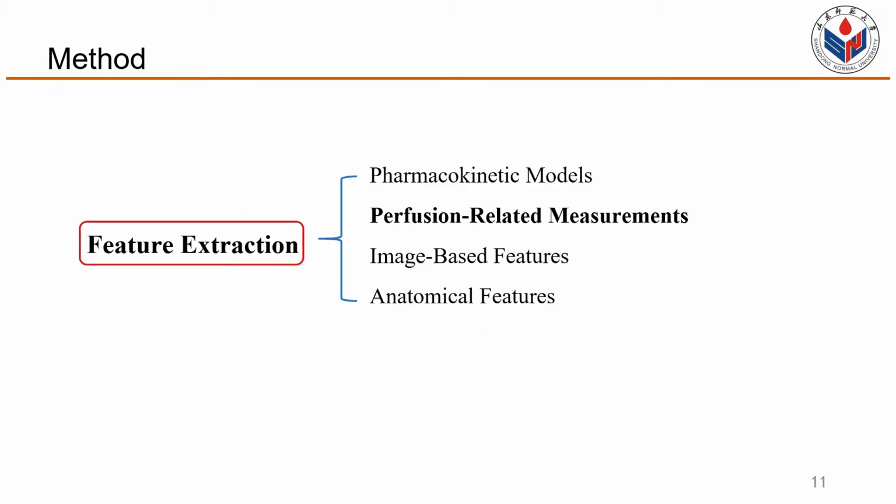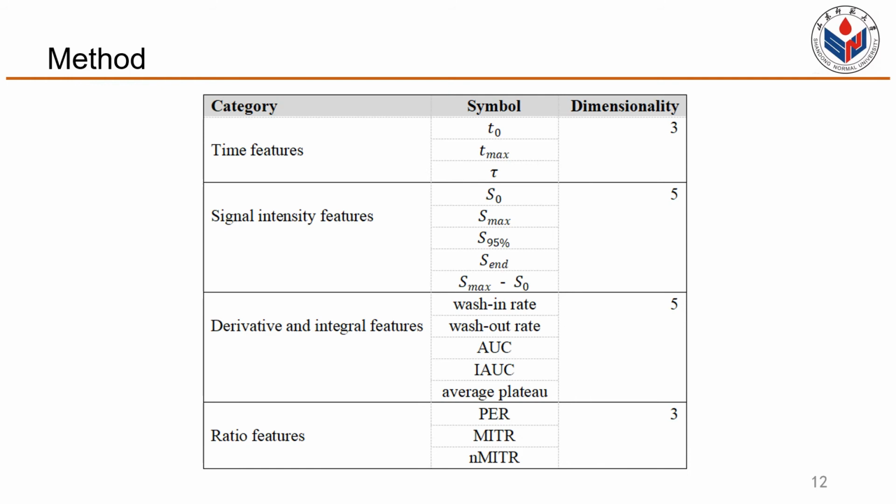And the second category of features extracted is the perfusion-related measurements, which analyze the shape and structure of the concentration curves. This category of features includes the time features, the signal intensity features, the derivative and integral features, and the ratio features. The dimensionality for each category of the features is listed in the last column of the table.